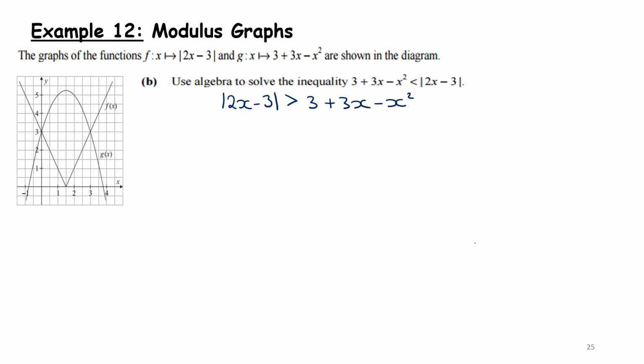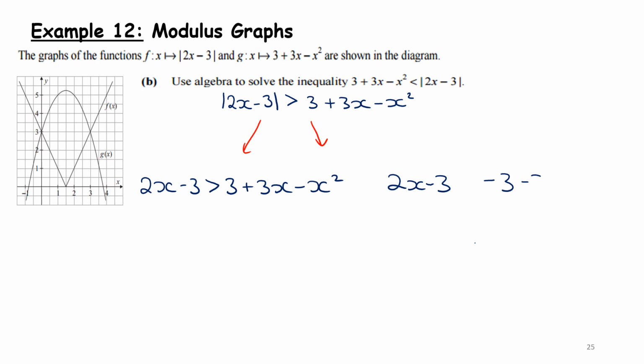So the shortcut for modulus inequalities, okay, is that maybe 2x minus 3 was positive, so this stays exactly as is. The other alternative is maybe 2x minus 3 was actually negative, which means the right hand side has to change signs. So these all get a change of signs, but remember, when we change signs, we also then have to change the inequality. So instead of a greater than, it becomes a less than.